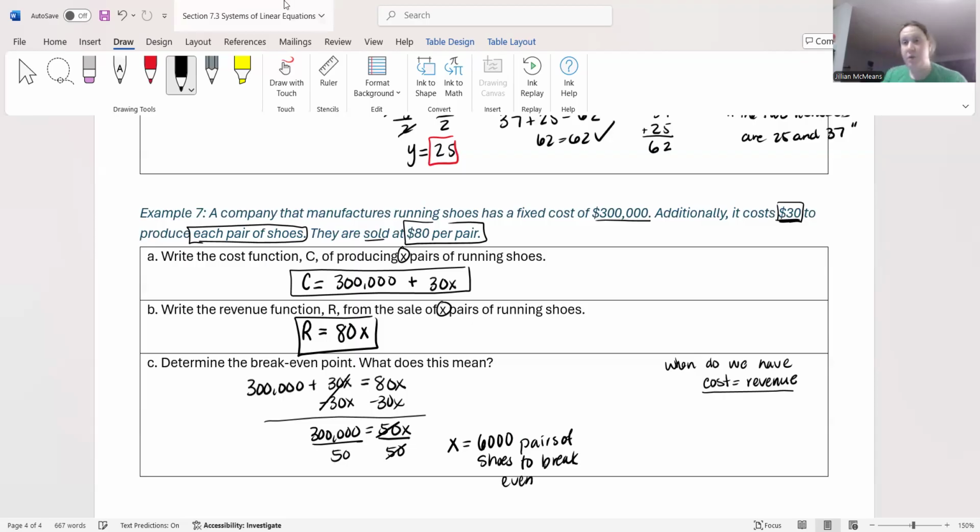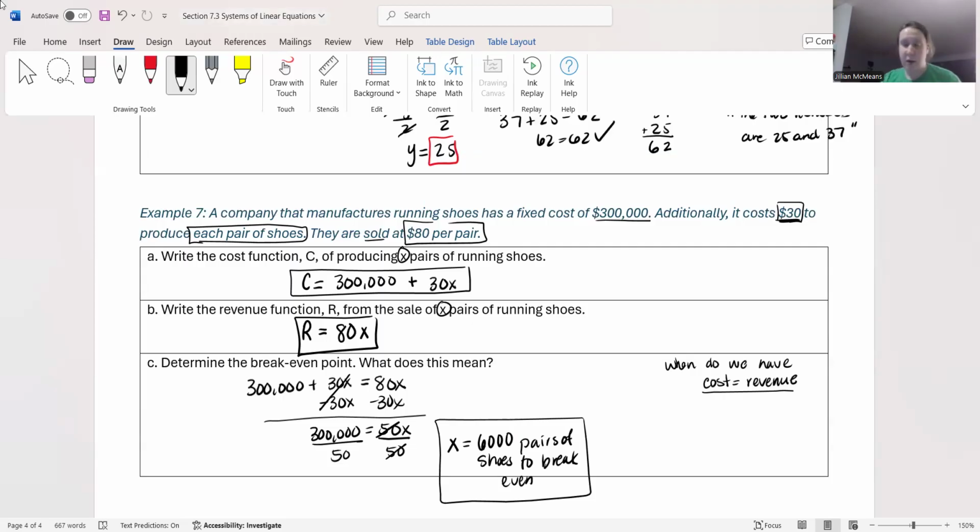All right, so if we sell exactly 6,000 pairs of shoes, we don't make any money, but we don't lose any money. If we sell more than 6,000 pairs of shoes, then we'll start earning a profit. If we sell less than 6,000 pairs of shoes, we're in trouble. We're losing money at that point. Okay, so the break-even point, you've seen it now in two different ways. You've seen it with a system of equations, and we saw it in the previous chapter with just linear equations in one variable. So there you have it.